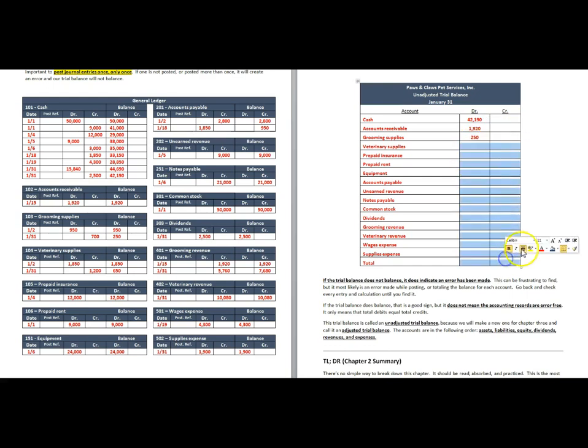Sometimes they're on the credit side. I'll show you one on the credit side in a second. So accounts payable, if we did it, it's 950 credit. Unearned revenues 9,000 credit. So we just put it on the same side that it's indicated on the individual ledger account.